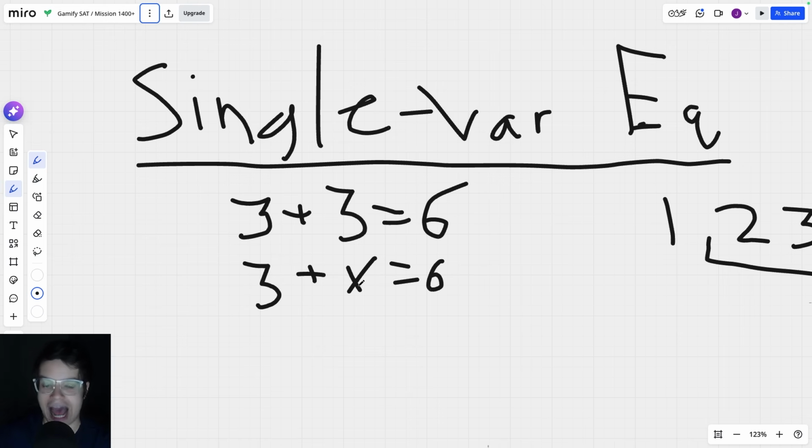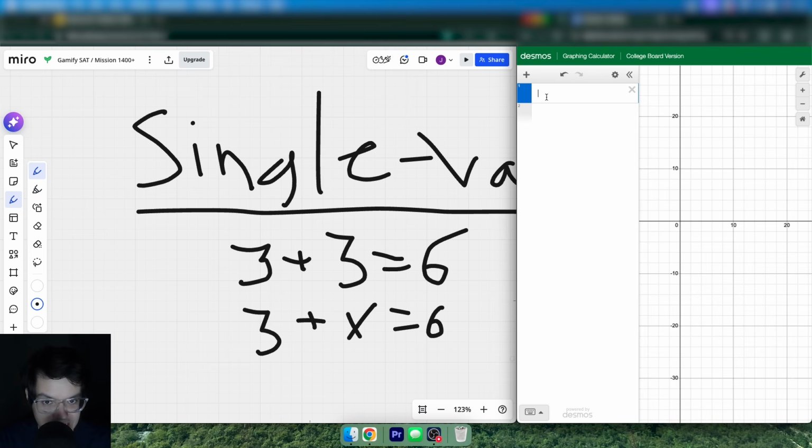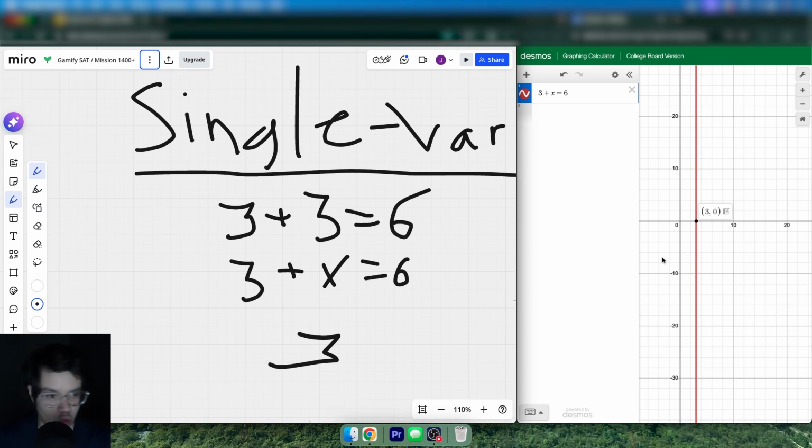This is just really as simple as it looks. And so to solve it in Desmos, all I need to do is just type in this exact thing. There's not much more to it. I can just say 3 plus x is equal to 6. We see here that it just passes through exactly at this 3, and therefore that is why 3 would be the answer according to Desmos.